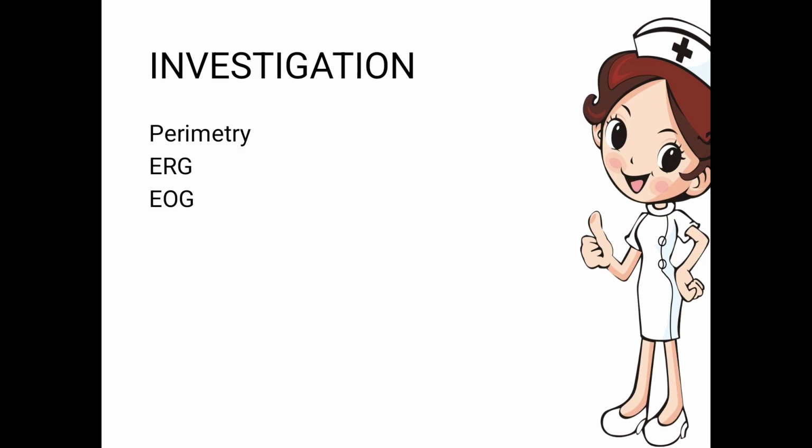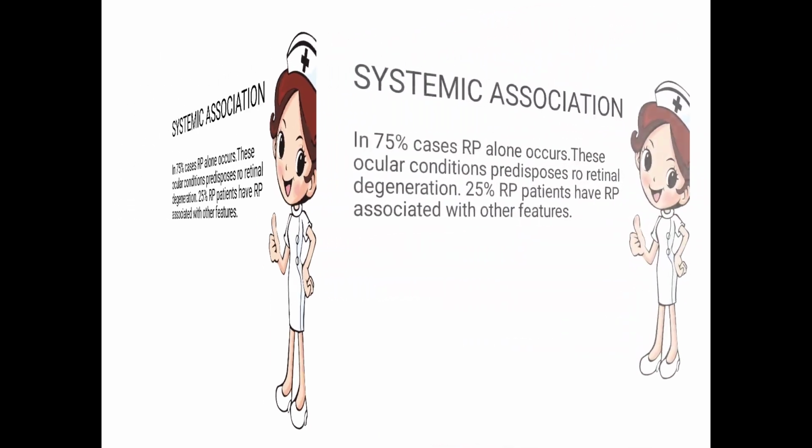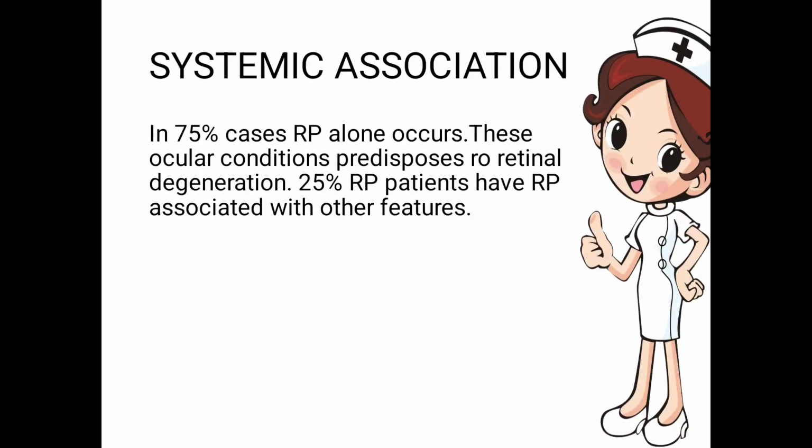How much field of vision is missing? ERG and EOG. These both are the tests we can use to find out, through electrical signals, how the rods and cones are responding. Okay, next one is systemic association.